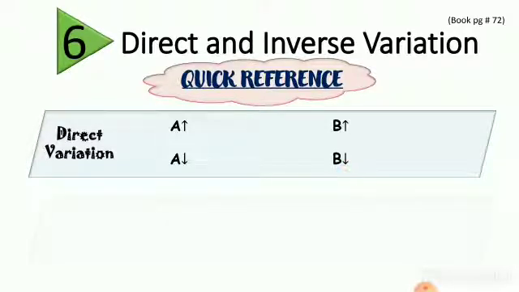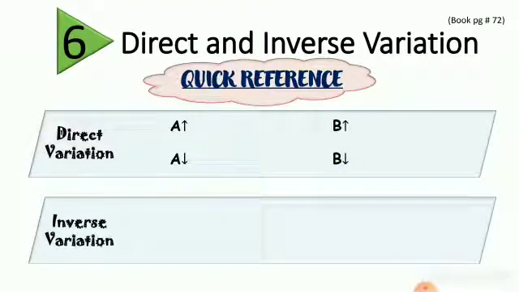Okay. Next is inverse variation. So for inverse variation, if quantity A increases, quantity B will decrease. It will be opposite to each other. So if quantity A is decreasing, quantity B will increase.